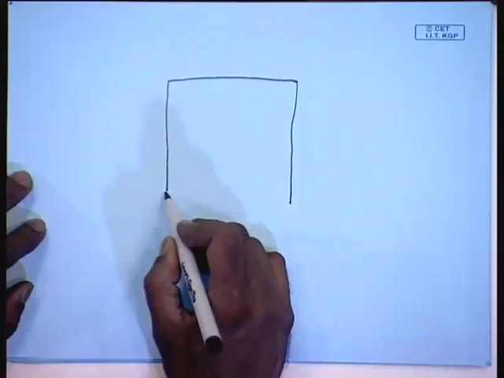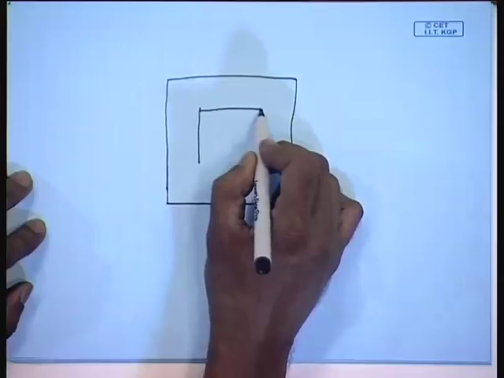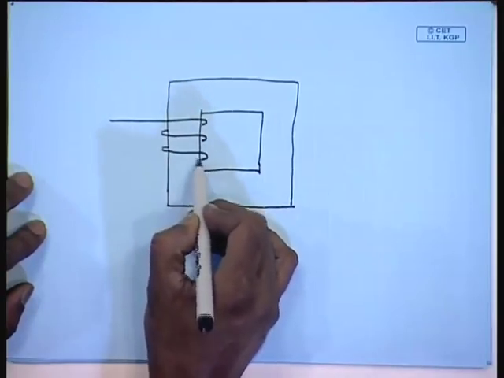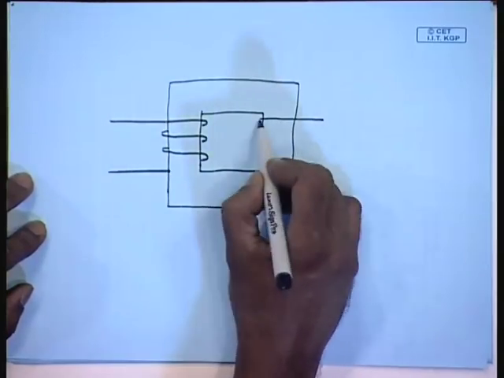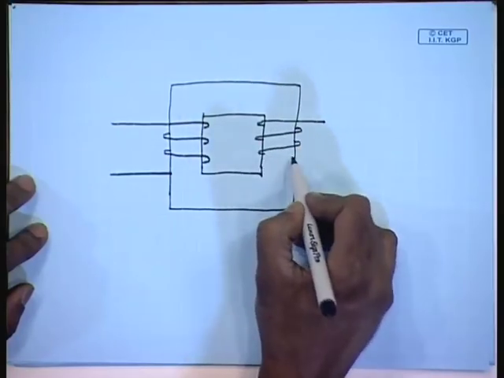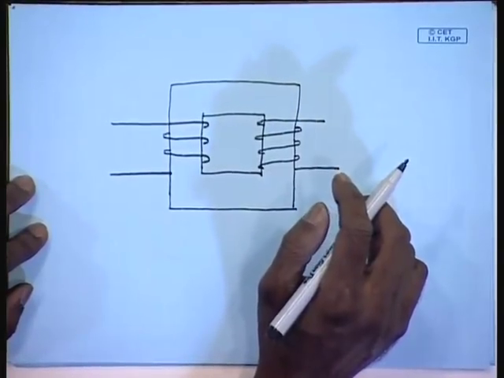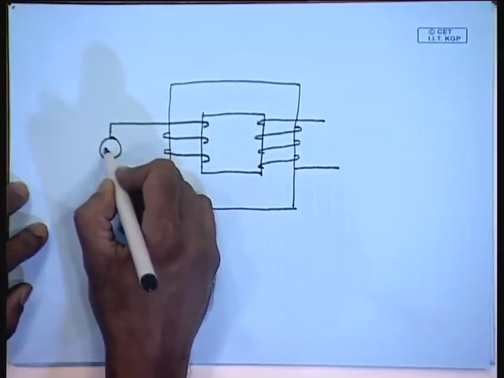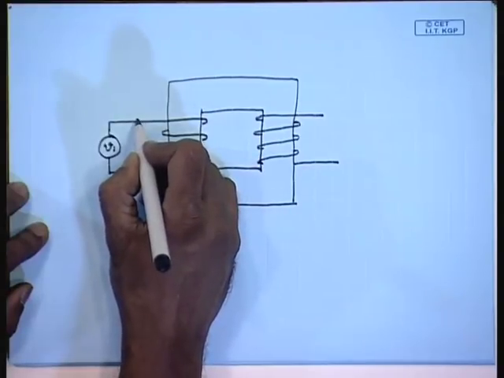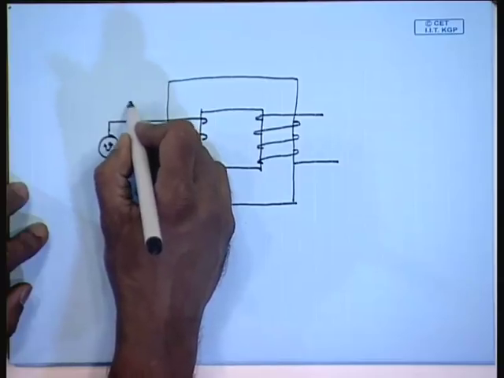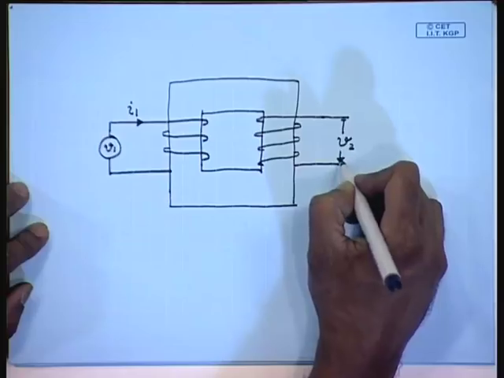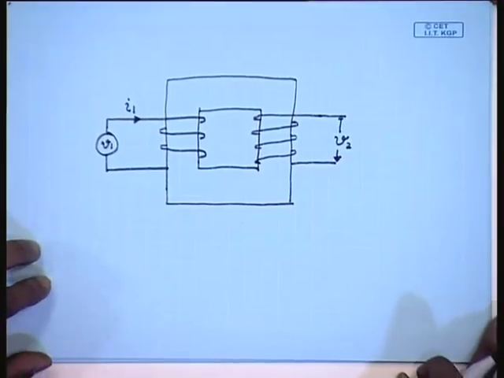We choose a core made up of ferromagnetic material and put windings on them. So, if we connect a voltage source V1 here, there will be a current I1 flowing into the coil, and this will generate a voltage V2 in the second coil by the principle of induction, that is Faraday's law.